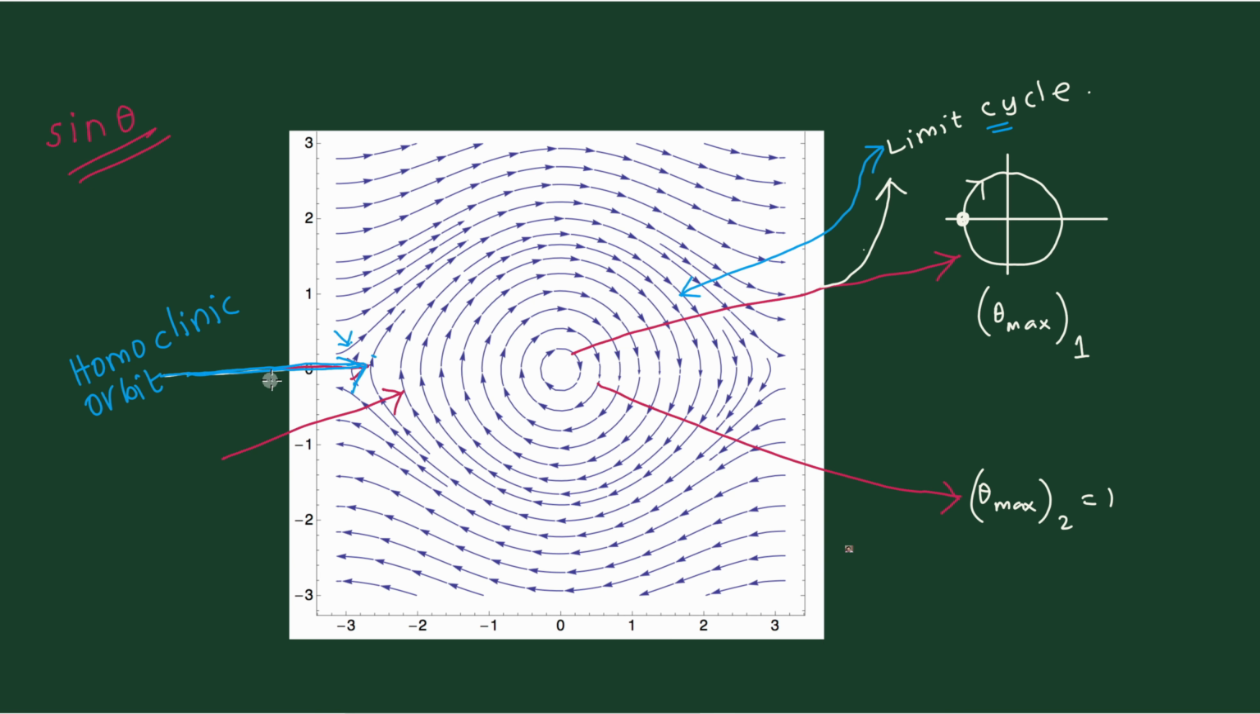So how do you define a homoclinic orbit? It is a trajectory of the flow of the dynamical system that lies in the intersection of the stable and unstable manifolds.